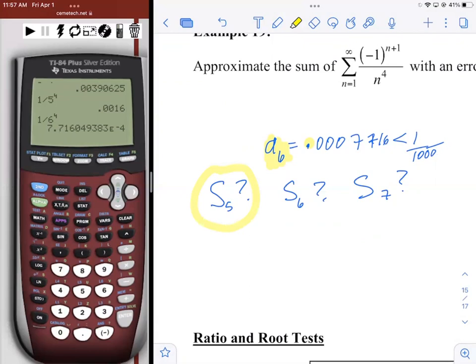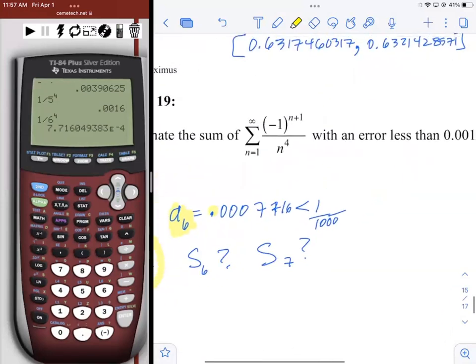Okay. So I realized that I could have asked this a slightly different way. What is the smallest sum that is within 1,000? That's probably a better way to ask it, right? And that would be S of 5. So when you're going backwards, you've got to remember this is the first unused term. So we need S sub 5.